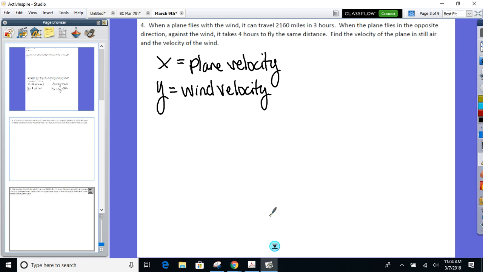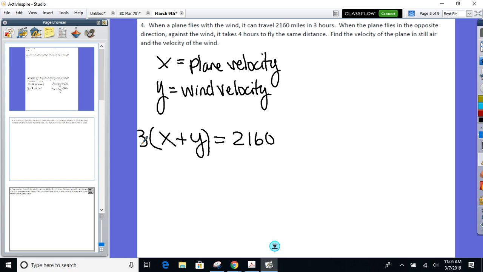When you go with the wind, you want to add these two velocities together because they're going in the same direction. They're working together. So I'm going to go X plus Y here. It can go 2,160 miles, but in how many hours? Three. So instead of attaching the three to the X and the Y, I'm just going to multiply all this by three because it can do it in 3 hours.